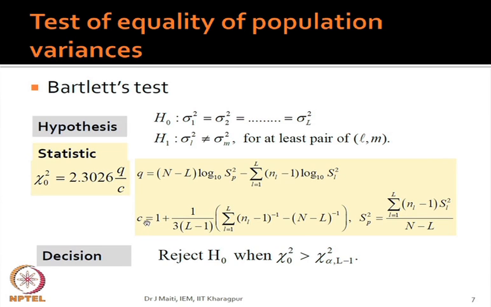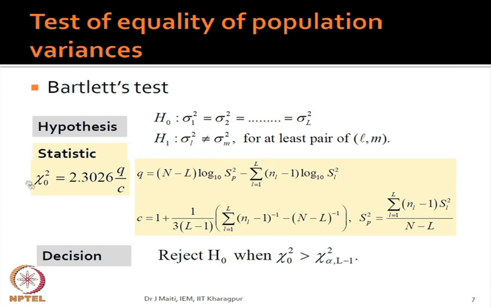Then you have to compute C. C is 1 plus 1 by 3 times (L minus 1), times the sum over L equal to 1 to L of 1 over (n L minus 1), minus 1 over (N minus L). This is your C value. Okay, so please go through this C. C is another quantity which is basically depicted by the L and n values, and this C will be used as the divisor.